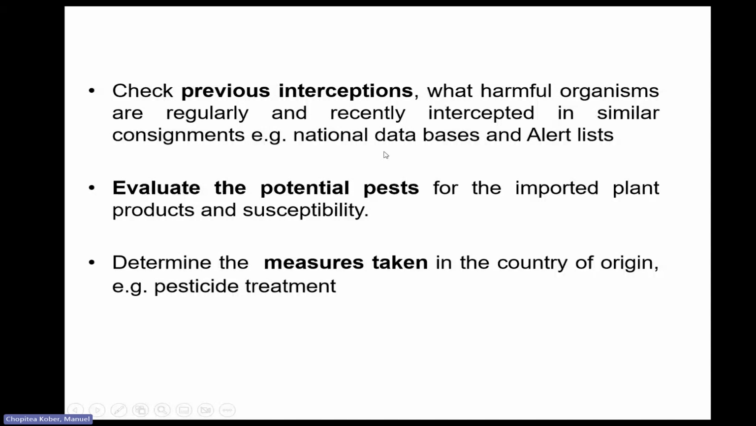So these are the checks inspectors can do to carry out this surveillance to find new plant pests and diseases on commodities. They check previous interceptions, where something has been found before. Then they try to target those commodities where it's more likely to find something. They can also check the measures taken in the country of origin. That means if the produce has been packed and cleaned, it's less likely to contain something. Whereas if it has just been collected from the field and put in a box, it is more likely to have the pest.